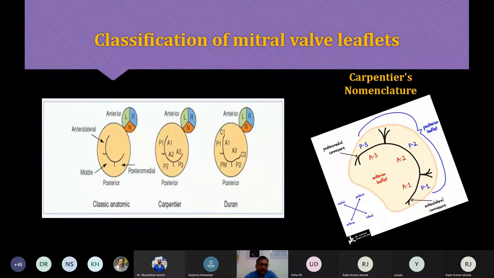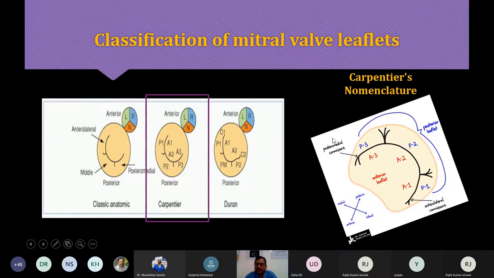Regarding classifications, as you know, there is the classic anatomical classification, the Carpentier and Duran classification. Most commonly, we use the Carpentier classification, where there is P1 at the anterolateral commissure, P2 scallop in the middle, and P3 scallop towards the posteromedial commissure. The corresponding segments of the anterior mitral leaflet are A1, A2, and A3.